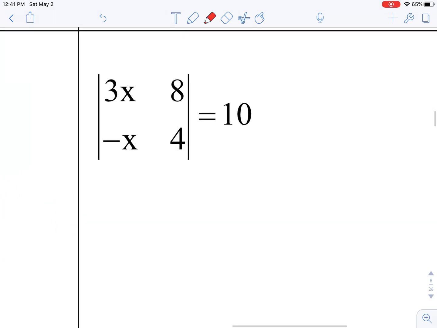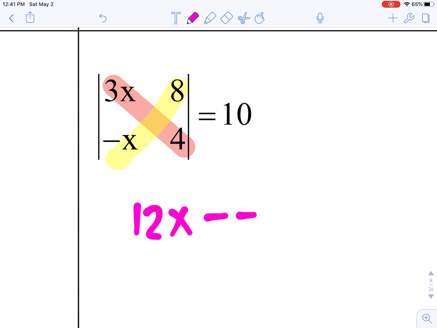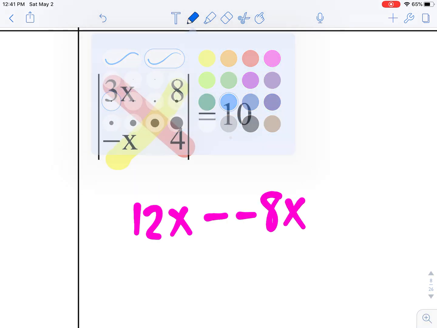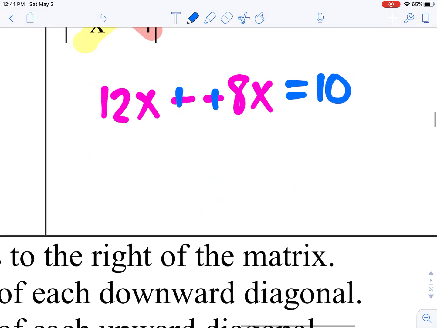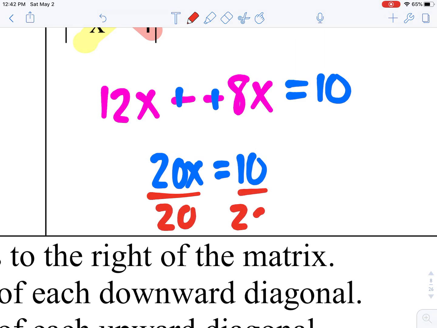Now here, there's an equal sign. They also don't say find the determinant, but this notation is your hint that they want you to find the determinant. So downs, 3x times 4 is 12x. Then we're going to subtract our ups. 8 times negative x is negative 8x. And now we're going to say it equals 10. When we simplify this, we get 20x equals 10. Getting x by itself, divide by 20, and x equals 1/2.